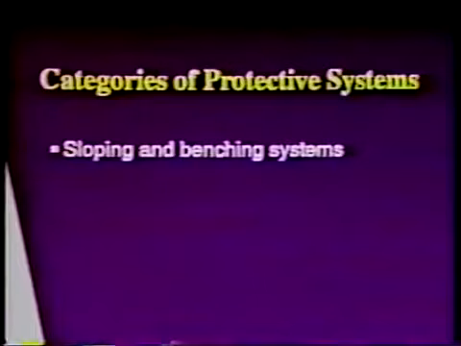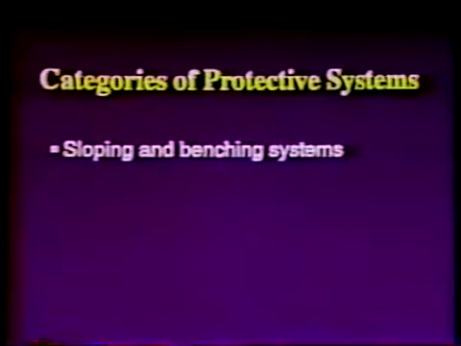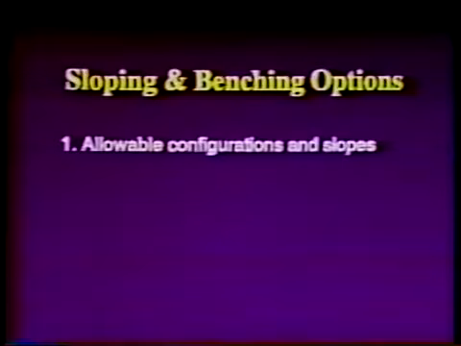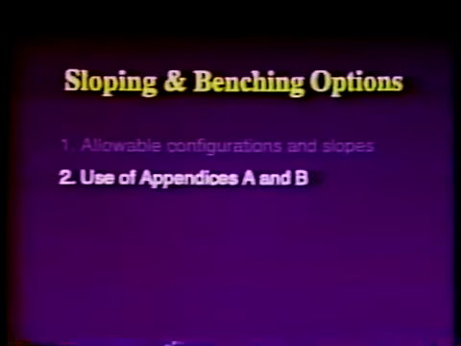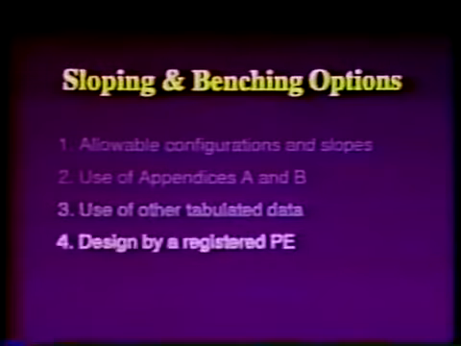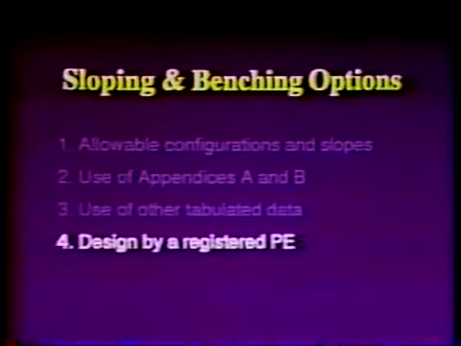OSHA divides protective systems into two categories: sloping and benching systems, and support systems, shield systems, and other protective systems. The use of either of these categories of protective systems requires the choice of one of 4 design options. Let's first look at the allowable options when choosing sloping and benching systems. The options include allowable configurations and slopes, the use of Appendices A and B, designs using other tabulated data, and design by a registered professional engineer.